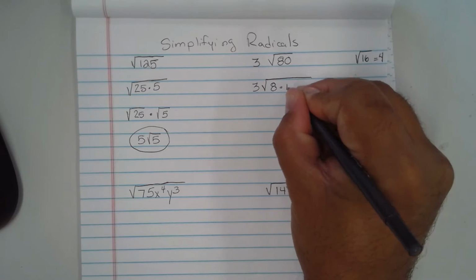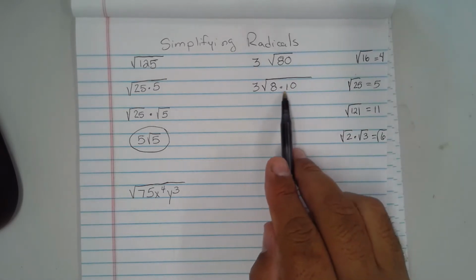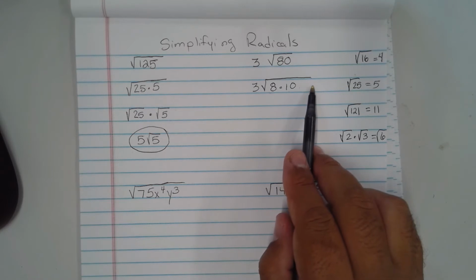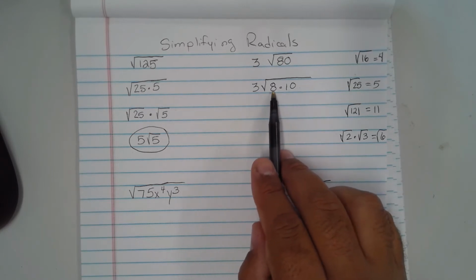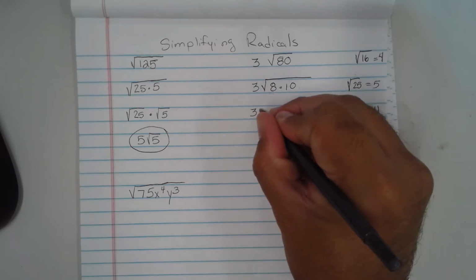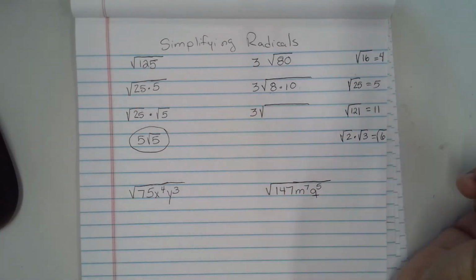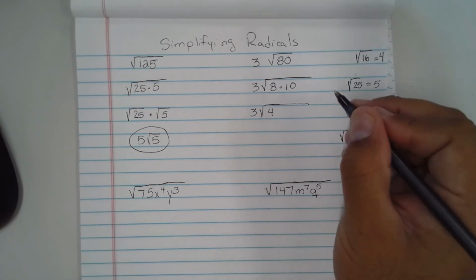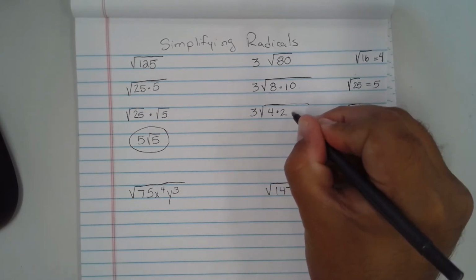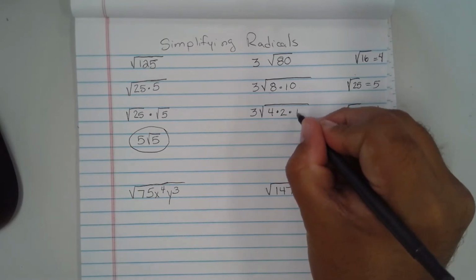That's perfect. Now question. 8 and 10. Can we do anything with 8 and 10? No? Okay. Can we break down 8 though? Yes, we can. So this will be 3 square root of what? 4 times 2 times 10.